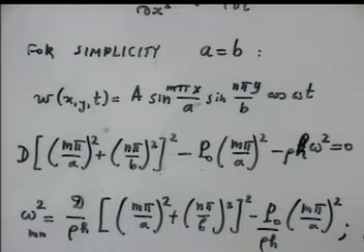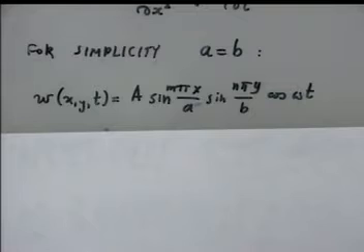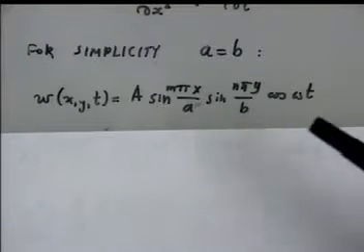Now we have to just write down here that m is number of half waves in x direction, n is number of half waves in y direction, and omega is a natural frequency. Now, we don't know the natural frequency, we are looking for it.